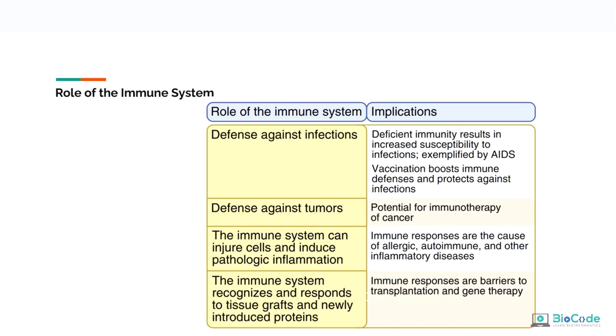The immune system recognizes and responds to tissue grafts and newly introduced proteins. But while it recognizes tissue grafts, at the same time it creates a problem, a barrier to transplantation and gene therapy.